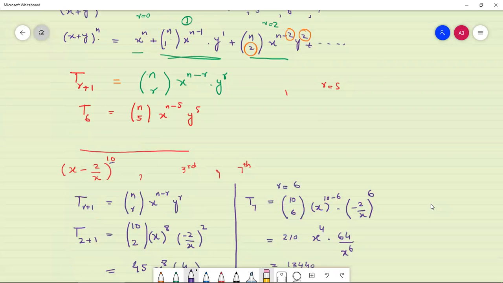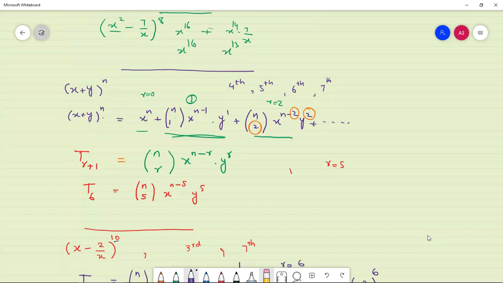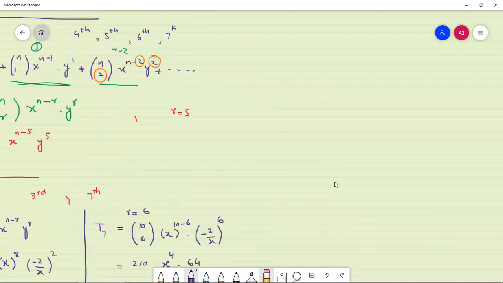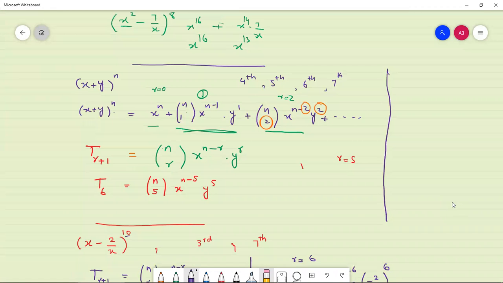The general term formula is usually used where we need just one or two terms. There is no need to find all of the terms, just the fourth, fifth, sixth, and seventh. He asks just to find the fourth term, fifth term, sixth and seventh. This is called type 1: the fourth, fifth, and sixth term using the general term formula. Remember it this way, type 1.